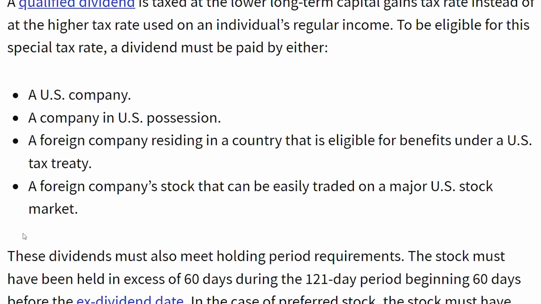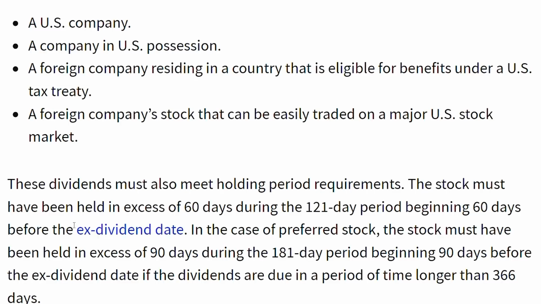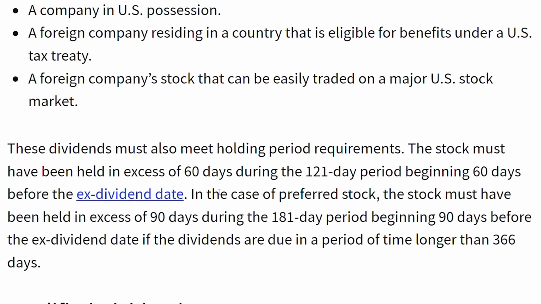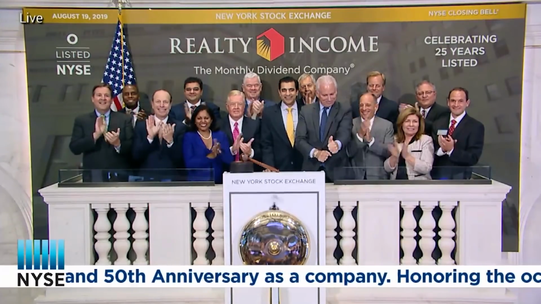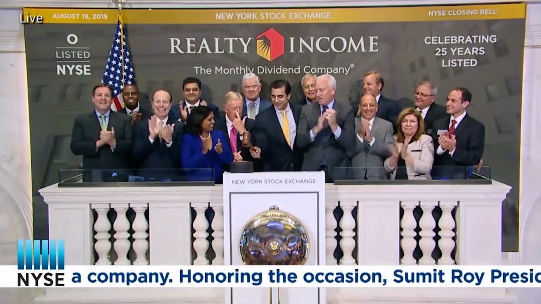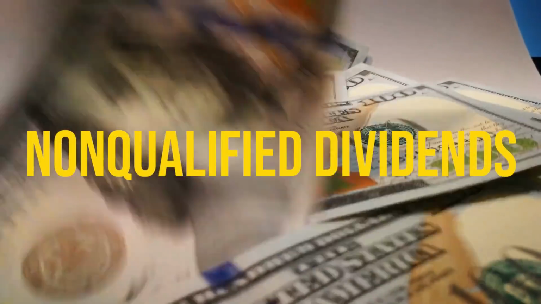These dividends must also meet holding period requirements. The stock must have been held in excess of 60 days during the 121-day period beginning 60 days before the dividend execution date. Also, some dividends are automatically exempt from consideration as a qualified dividend. These include dividends paid by REITs, MLPs, those on employee stock options, and those on tax-exempt companies. All these will be treated as non-qualified dividends.